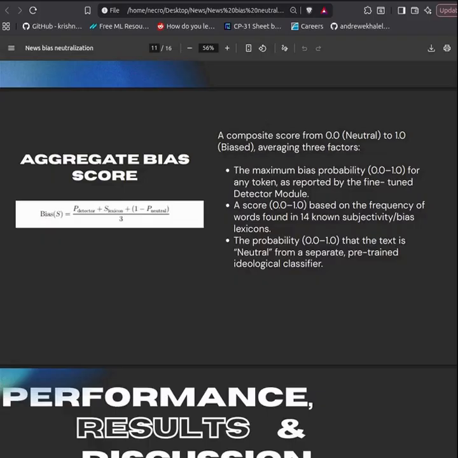The third factor is based on an ideological classification. I trained a separate ideological classifier, and the score is 1 minus the probability which I get from that, the probability of the classifier thinking that the text is neutral. So by averaging these three signals, I can get a more robust and trustworthy score for bias. My goal is to see that the score is high for the input text and low for the output text.